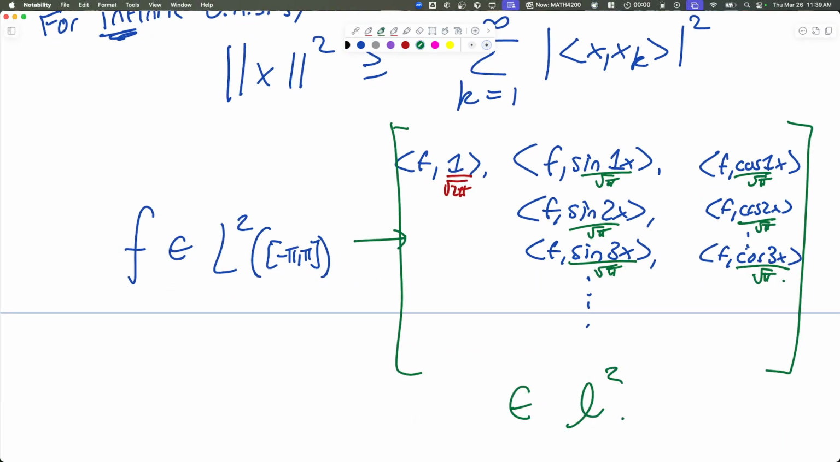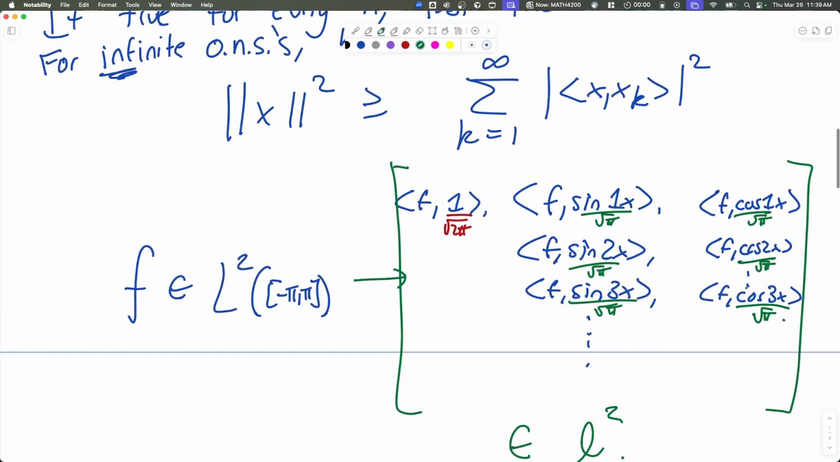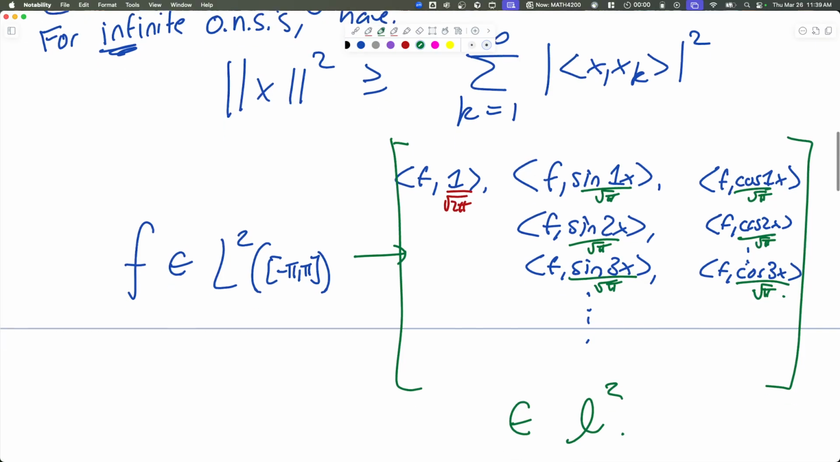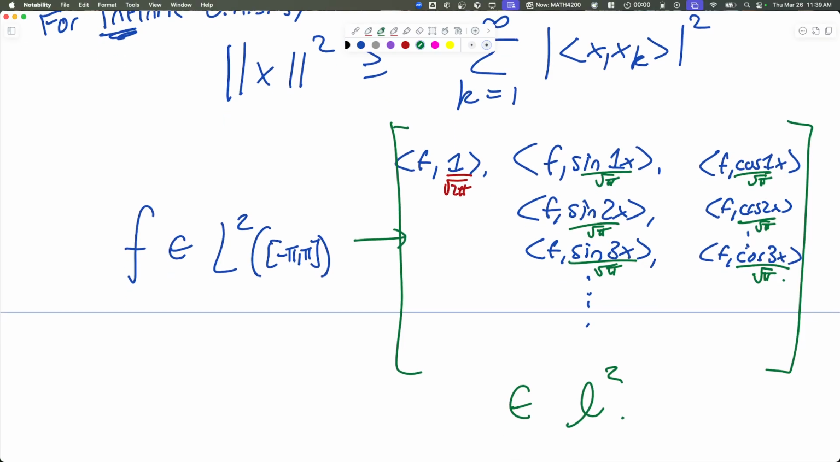The reason it's in lowercase L2 is sequences that are square summable. And this inequality proves that it's square summable. It's got to increase up to something, and therefore it's square summable. It has a finite infinite sum. So this is a map from capital L2 into lowercase L2. You can kind of think of this as a little bit like a fingerprint. Like a function in L2 is a crazy infinite dimensional thing, right?